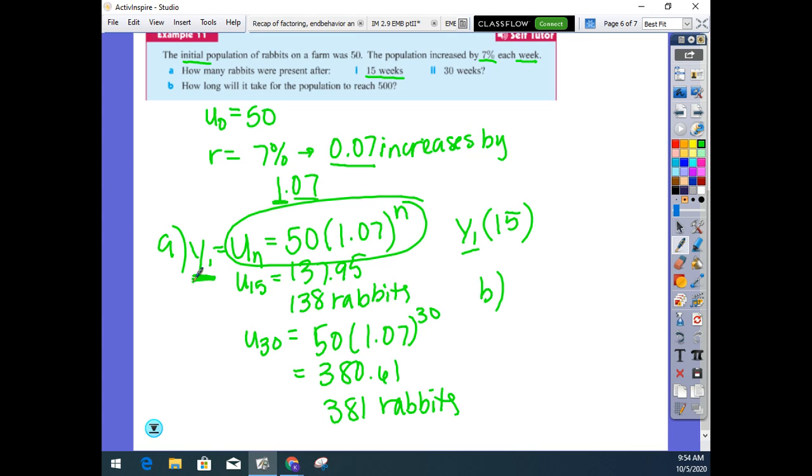and you want to keep going until you can find up to 500. And you should notice it's going to take 34 weeks. And probably what I would do is actually write what you did, that you used the table feature on the graphing calculator, and that's how you got your 34 weeks.